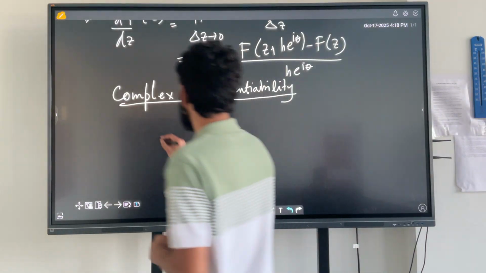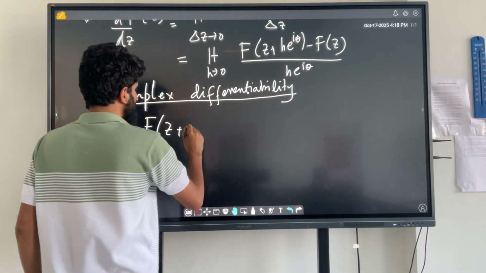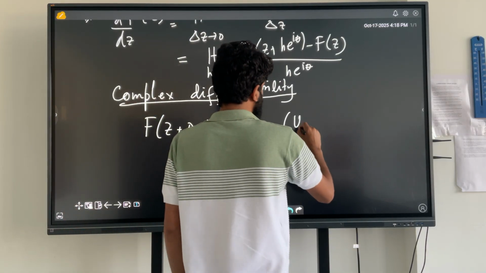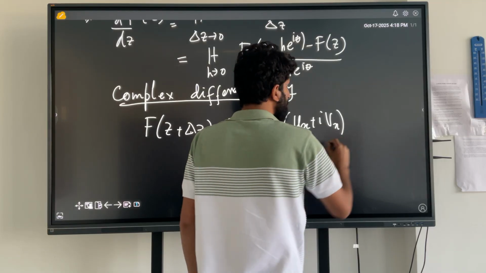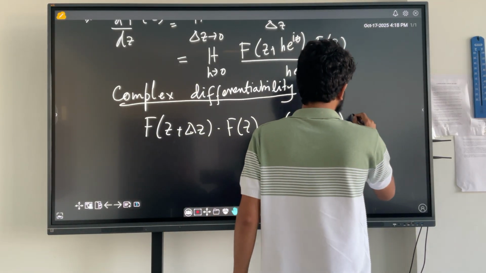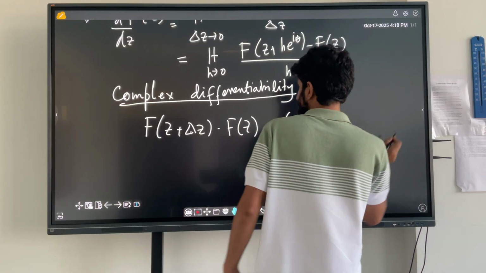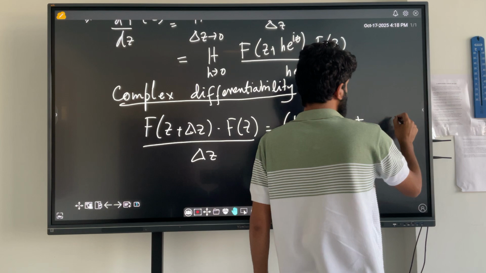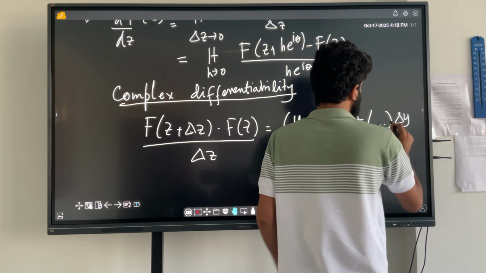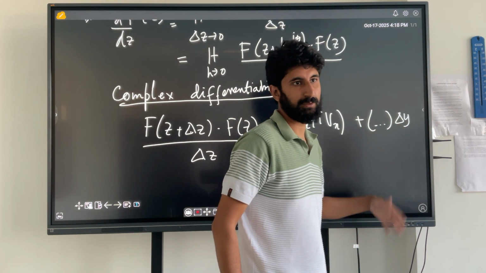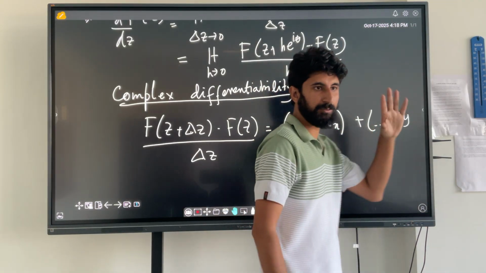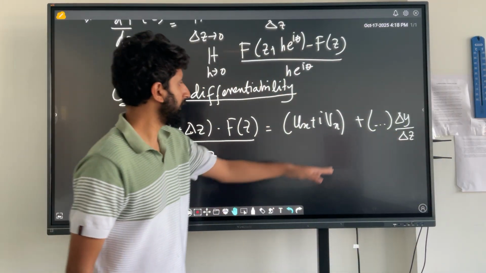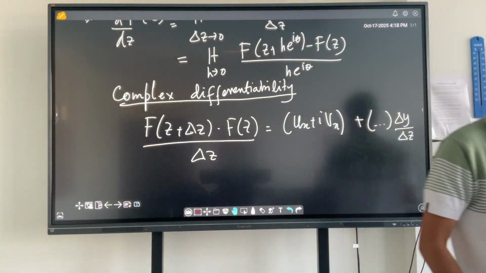What was my f of z plus delta z minus f of z? What was this guy? It was u_x plus i v_x, right? Times delta z. I divide by delta z. Plus what? Delta y times something, and it didn't depend on delta z. It was something times h. And setting it to 0 gave me Cauchy-Riemann, right? Divided by delta z. This guy. It was this guy, right? I just divided by delta z. Whatever change we had there.